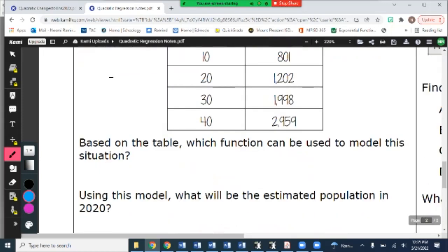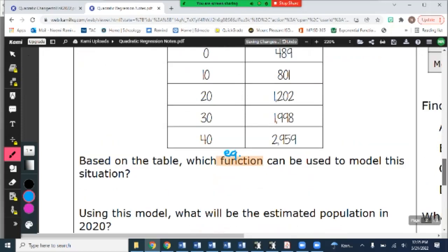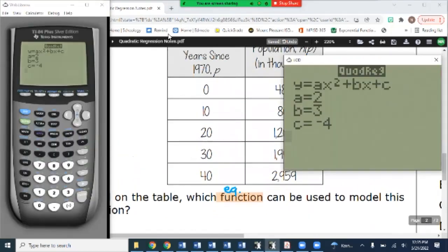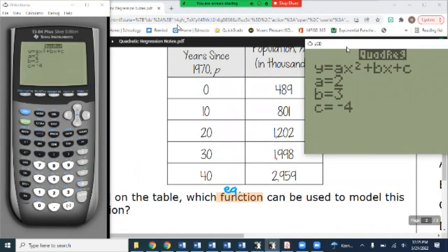Now it says, based on the table, which function can be used to model the situation? Function means write my equation. They're asking for the equation. It will be in multiple choice, but I would rather you write it down. So equation. Now I have a table, that's all I'm given.